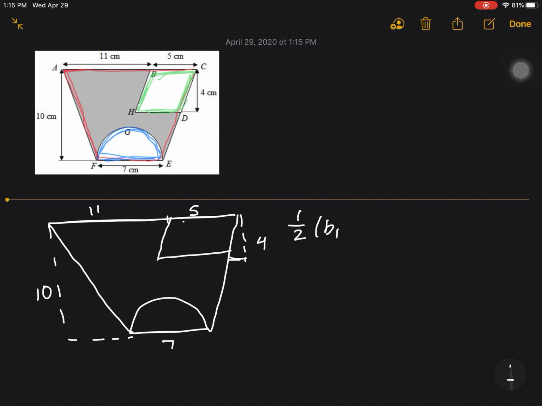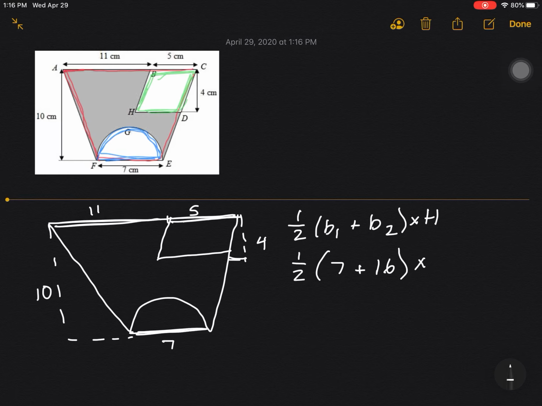Remember, on our formula sheet, the area of a trapezoid is 1/2 times base 1 plus base 2 times the height. So let's plug in 1/2. Our base 1 is this bottom number, our 7, plus our base 2, the top base, which would be 11 plus 5. 11 plus 5 would be 16. That will give us our base 2, times our entire height, which would be this 10 over on the left.